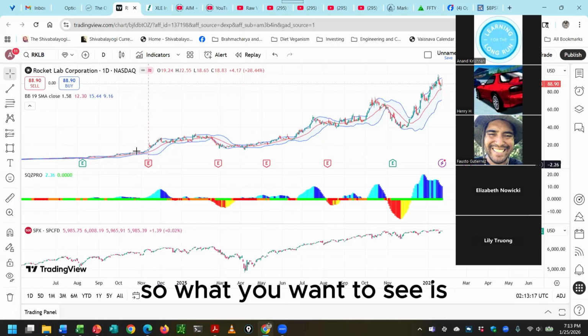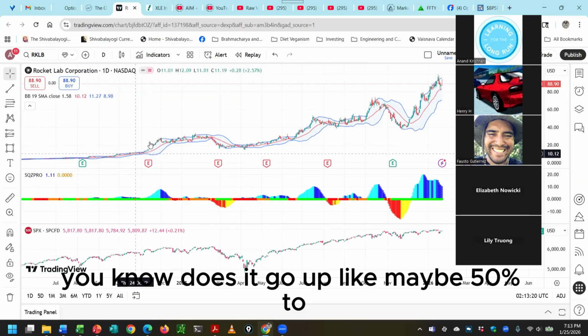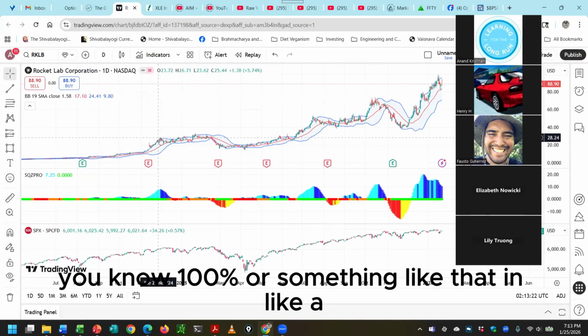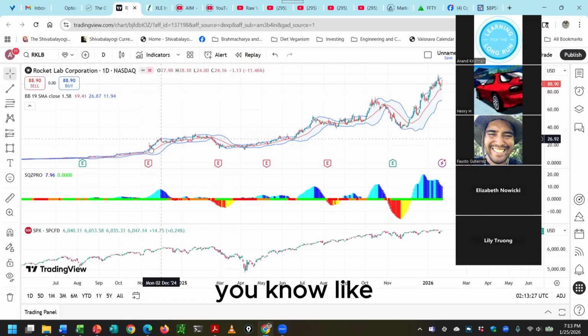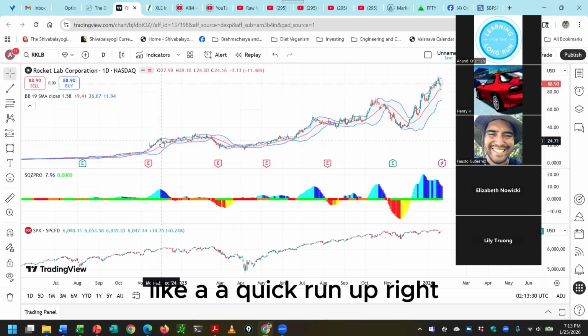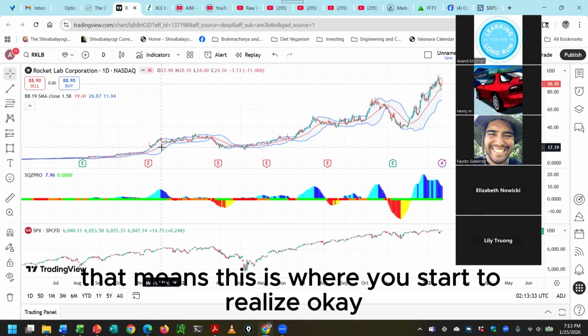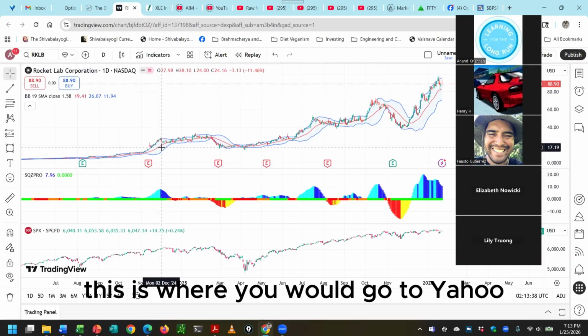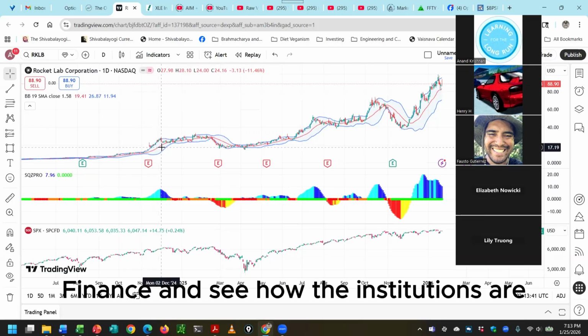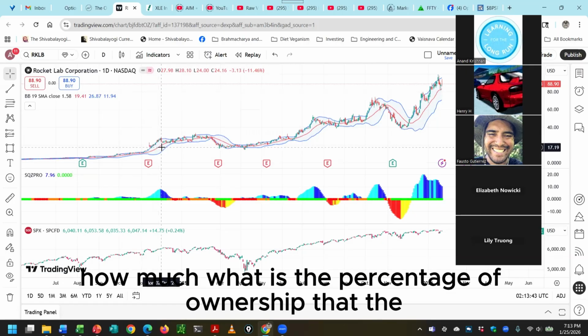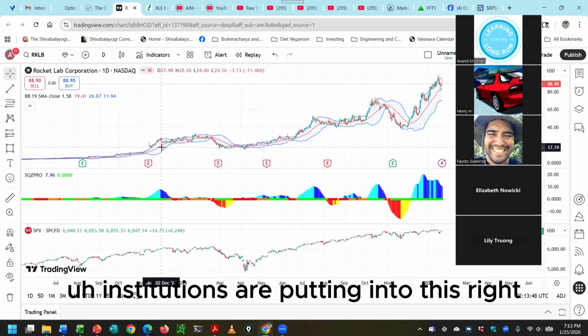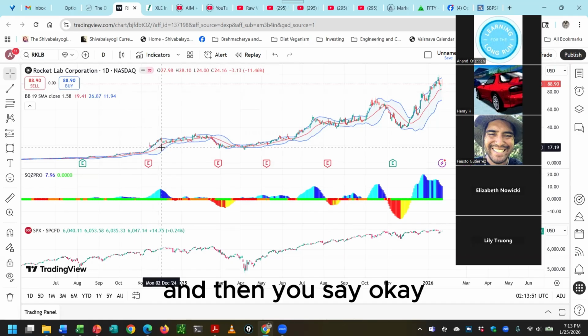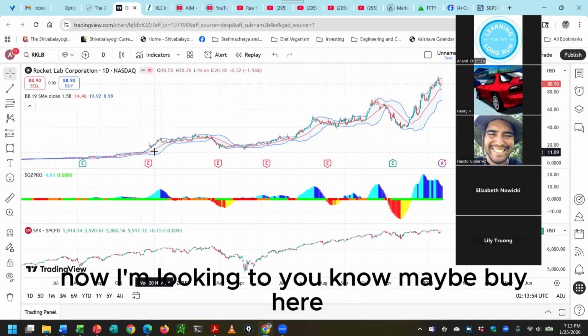So what you want to see is, does it go up like maybe 50% to 100% in a single bound, or almost like a quick run up? That means this is where you start to realize, okay, now the institutions are starting to look at it. This is where you would go to Yahoo Finance and see what is the percentage of ownership that the institutions are putting into this. And then you say, okay, now I'm looking to maybe buy here.